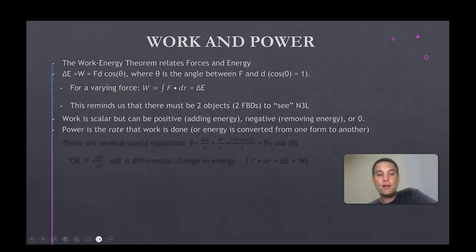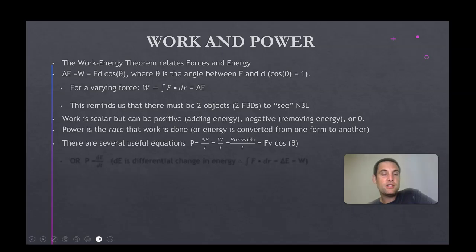Power is the rate that work is done or energy is converted from one form to another. There's several equations that are going to be useful. Change in energy over time, which is the same as work over time, and work is F D cosine theta over time. And D over T is velocity. So we get force times velocity cosine theta, where again, theta is the angle between force and velocity in this case.